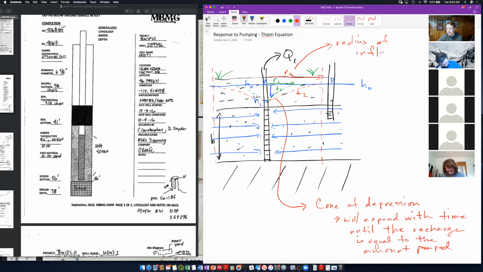And this radius of influence gets larger with time, unless recharge is equal to pumping, and then it stays the same. And then this flow is radial, so it's coming from all directions towards our well, so we have radial flow.